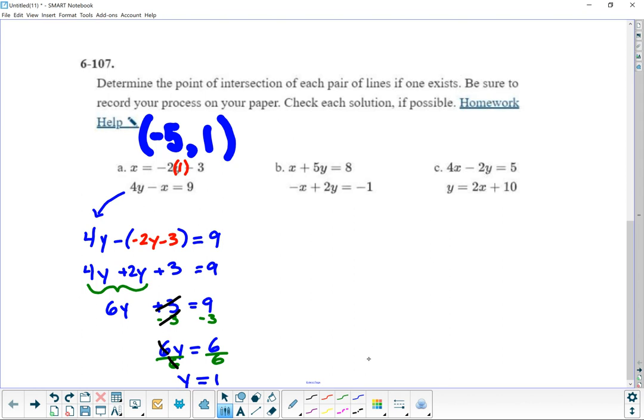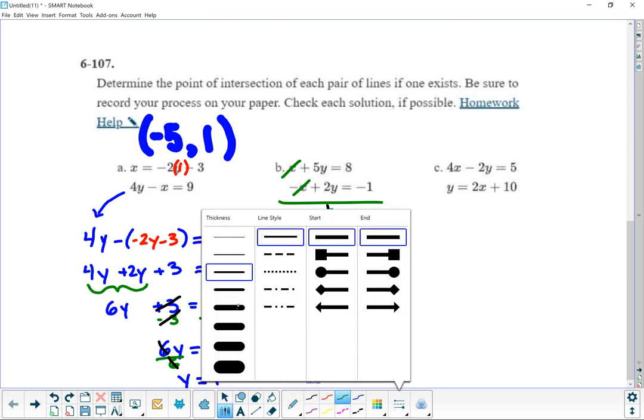Okay, B. Both of these are set up so that we can do the elimination method because they're both not solved for x or y. So I'm going to cross these out because those x's are already set up, and add it straight down. If I do that, I will get 7y equals, and 8 minus 1 is 7. This one's pretty quick. Divided by 7, and we get y equals 1.